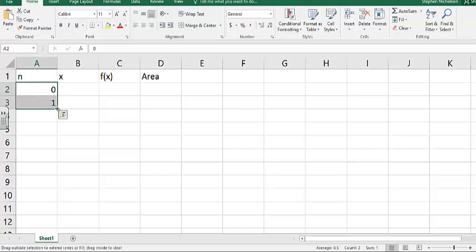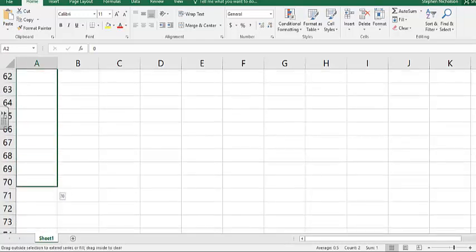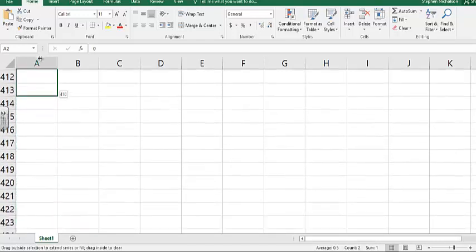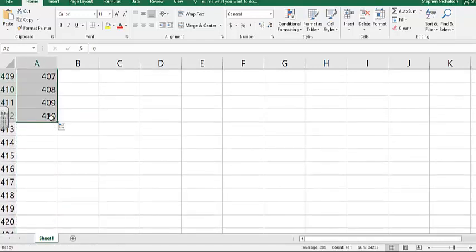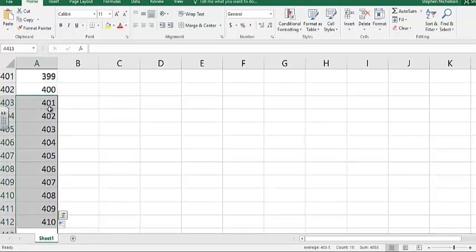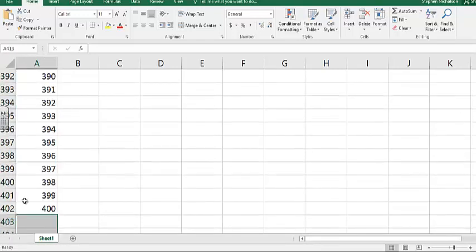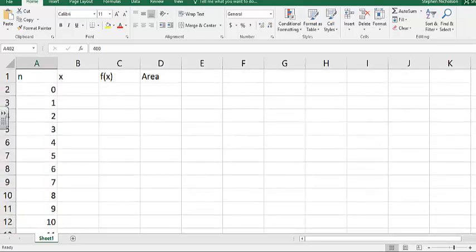So let's highlight this 2, drag it down to 400 and something, a little after 400, just so if I count wrong, it's always easier to delete stuff, so I'm just going to highlight them, delete them. So we got 400, and our x value starts at 1, and then we increment.